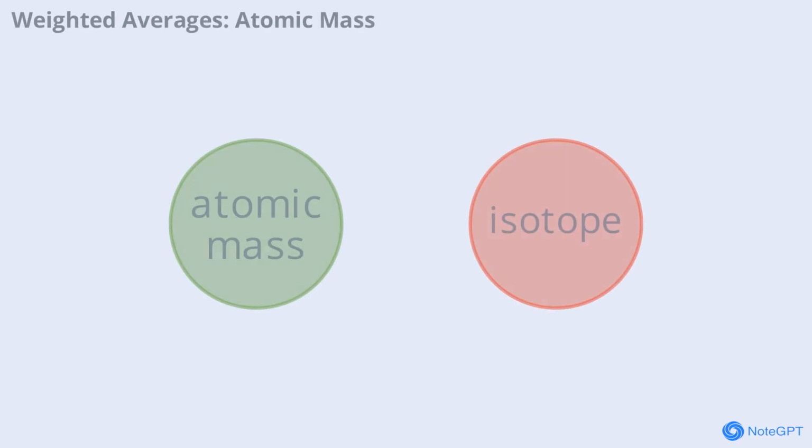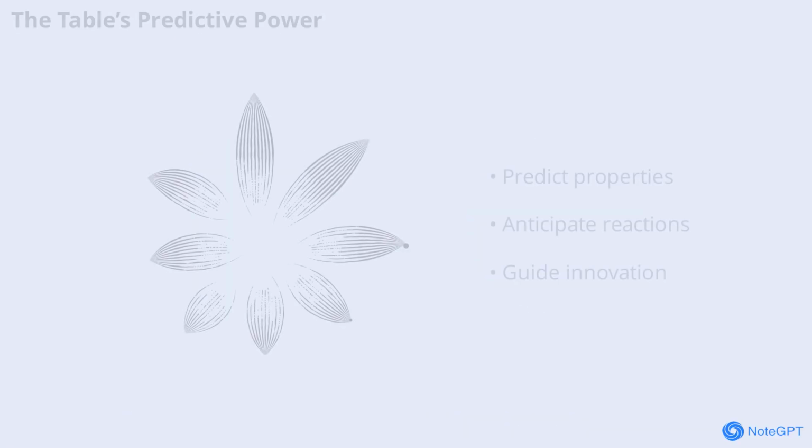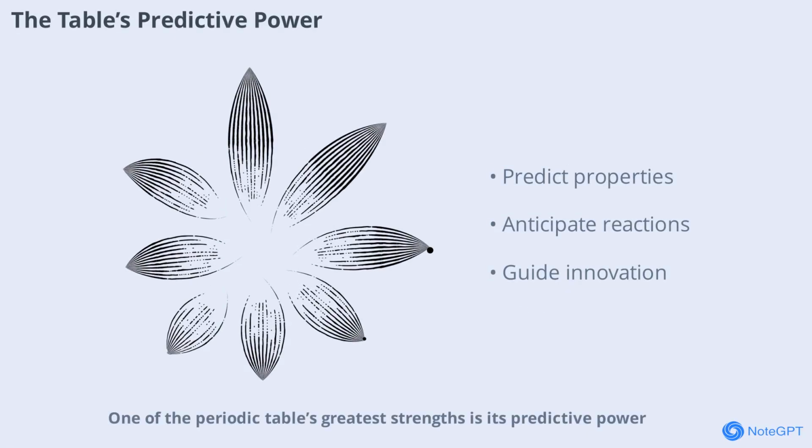Atomic mass is a weighted average reflecting the abundance of each isotope in nature. This subtle detail is important for calculations in chemistry and physics, affecting everything from reaction rates to the behavior of materials. One of the periodic table's greatest strengths is its predictive power.